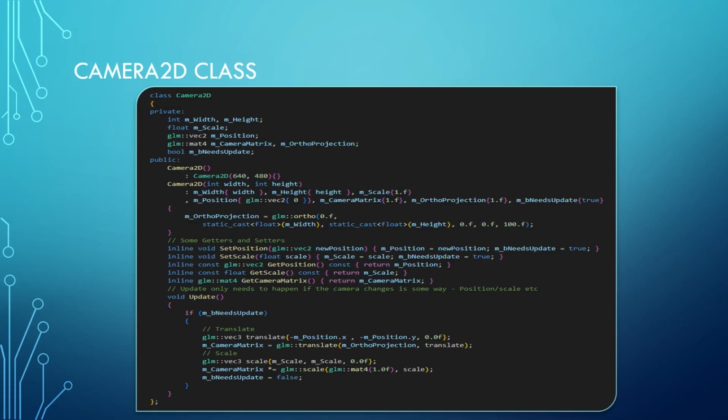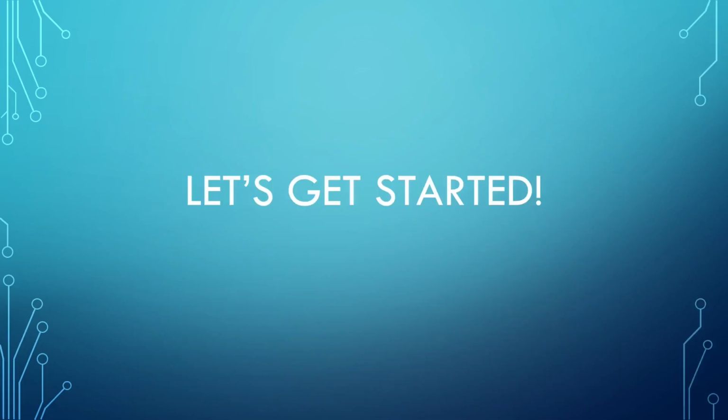So let's quickly take a look at this camera class here. As you can see, the camera has a width, a height, scale, and position. It also has 2 matrices, the camera matrix and the orthographic projection, that will be used to do the scaling and translating of our matrix. We will also have some getters and setters, and then an update function that we will use whenever there are changes to the camera's values. Alright, that should be enough for us to get started. So let's go to the code and get started.